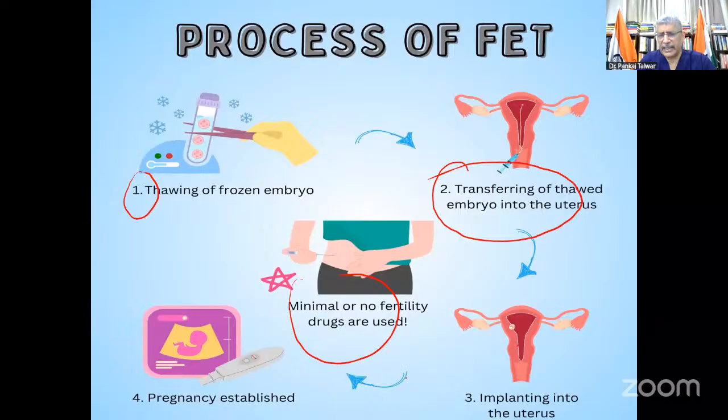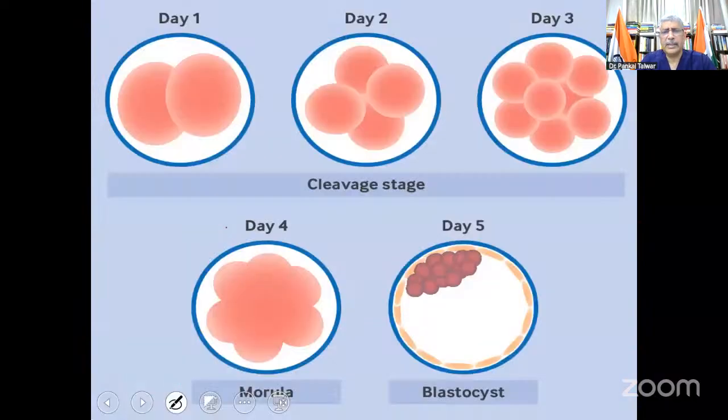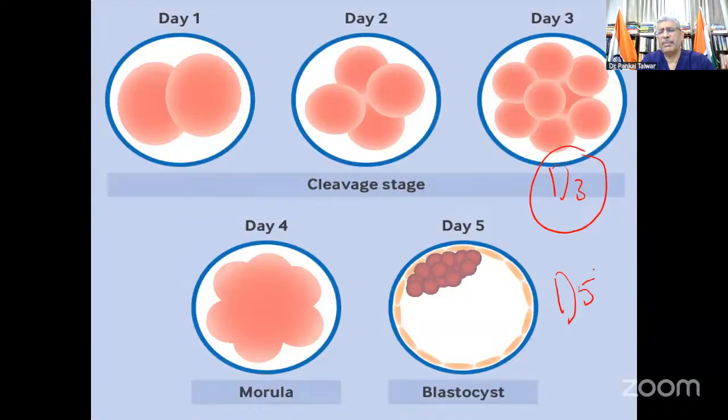Then after they get implanted, we look at beta HCG on day 14 to day 16. This is what we are doing, and the embryo transfer is on day 3, or we do it on day 5 embryos. Day 5 embryos are called blasts, and day 3 is normally an 8-cell embryo, 8 to 12 cell embryo. And morula normally we don't transfer. We transfer day 3 or day 5 embryos.